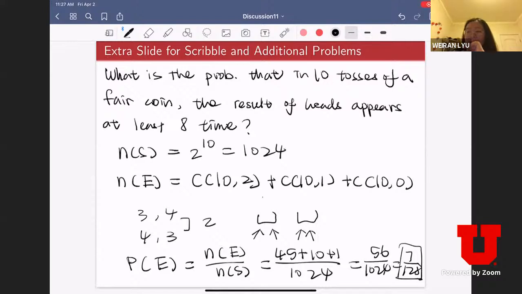I think what he means by identical is that we're using the same fair coin each time.